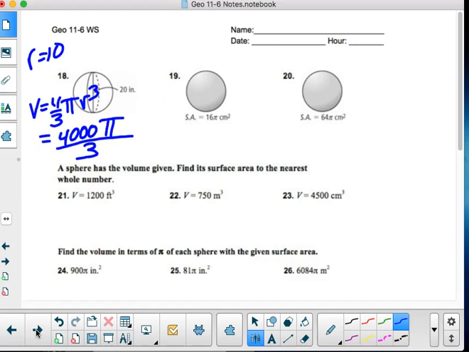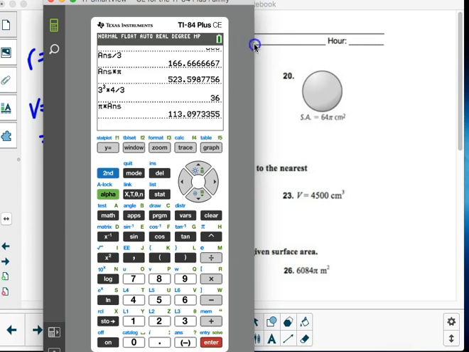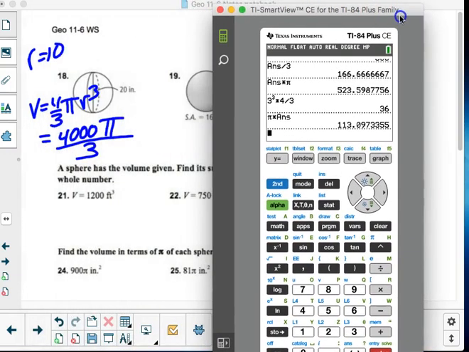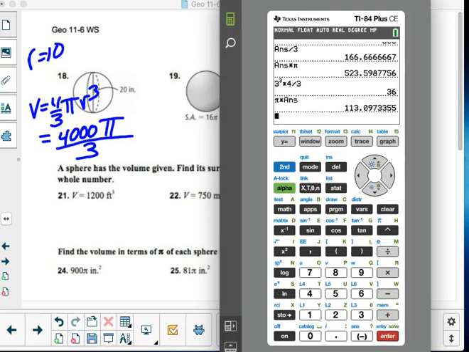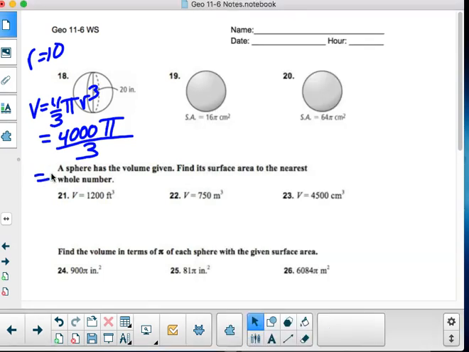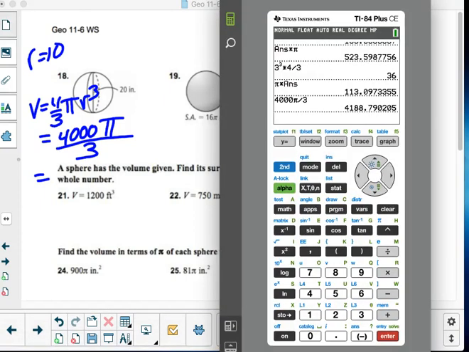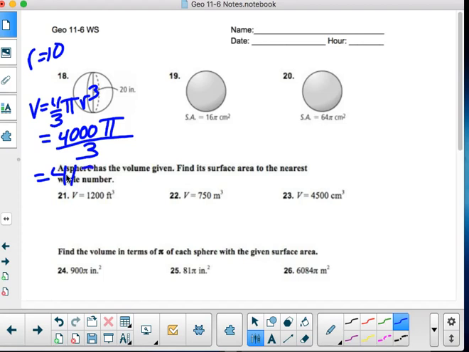Now, I can put that in my calculator again. Remember, 10 to the 3rd power is 1,000. 1,000 times 4 is 4,000. So I have 4,000 times pi, and I'm going to divide that by 3. And I get 4188. Didn't check, 4189 actually, because I was supposed to round to the nearest unit. Okay, and those are my answers for volume.